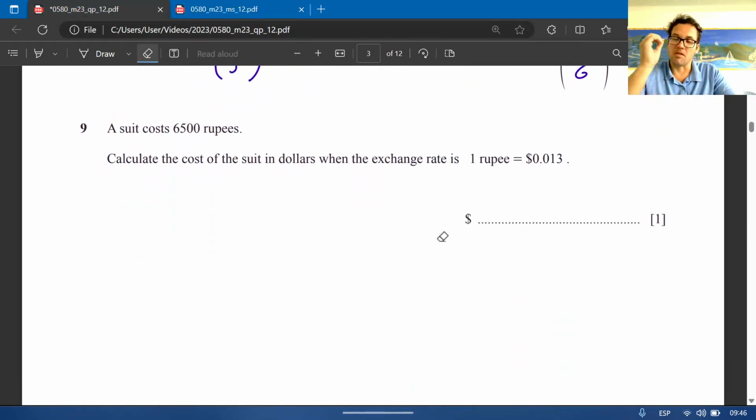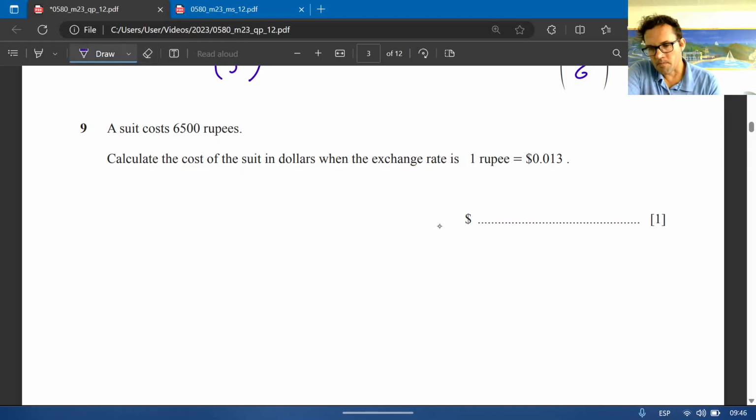Right, rupees. 6,500 of them buys you a suit. Calculate the cost of the suit in dollars when the exchange rate is 1 rupee. Oh, it's not a suitcase, it's a suit, a tie, a suit. Calculate the cost of the suit in dollars when the exchange rate is 1 rupee, and it's only $0.013, 1.3 cents for 1 rupee. Interesting. Okay, so let's do it.